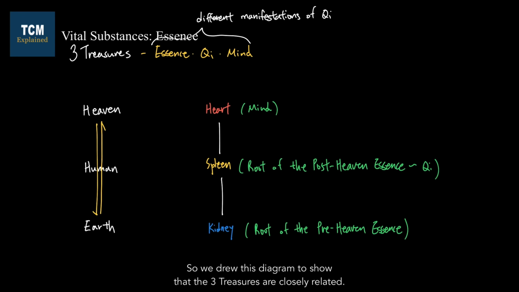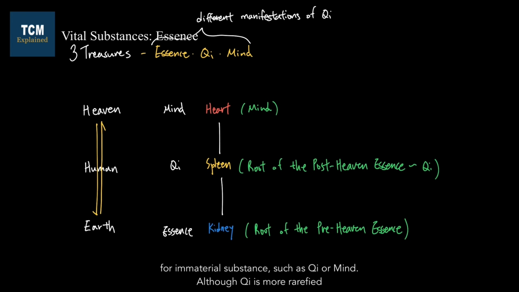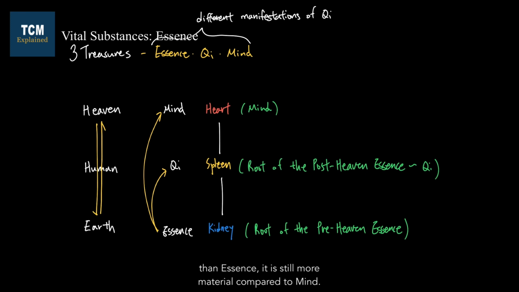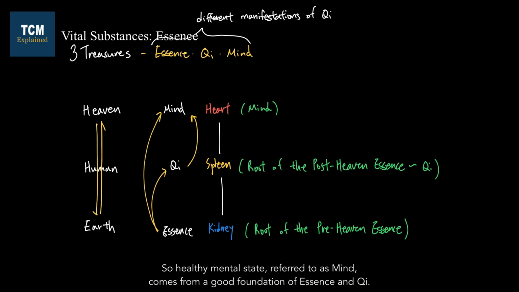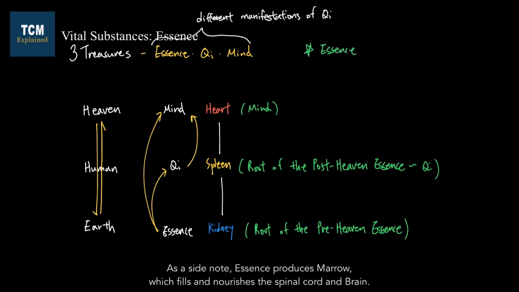So we drew this diagram to show the 3 treasures are closely related. Also, because essence is the yin substance, it can serve as a material foundation for immaterial substances such as qi or mind. Although qi is more rarefied than essence, it is still more material compared to mind. So qi can be the material foundation for mind as well. So a healthy mental state, referred to as mind, comes from a good foundation of essence and qi. As a side note, essence produces marrow, which fills and nourishes the spinal cord and brain.